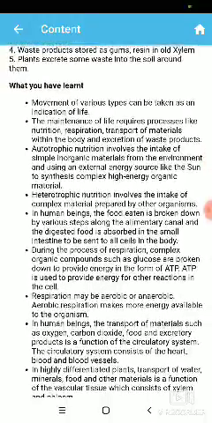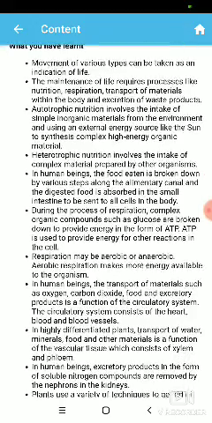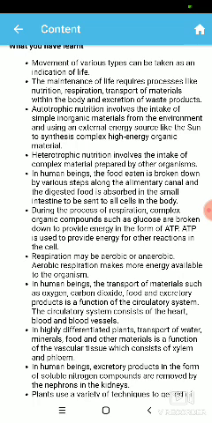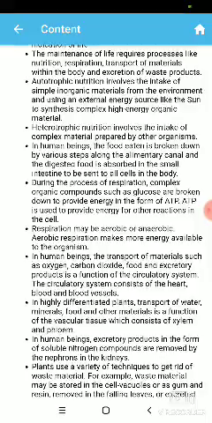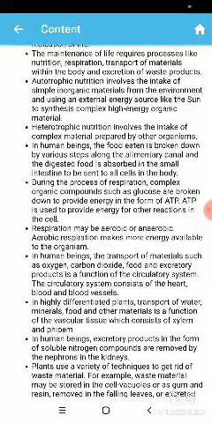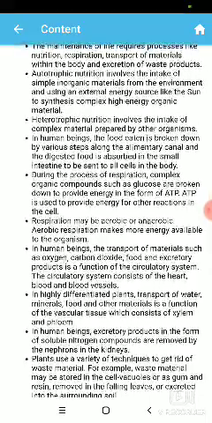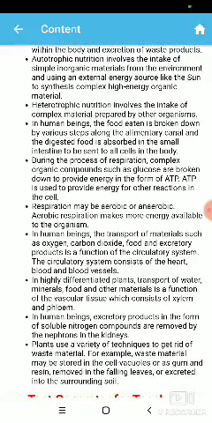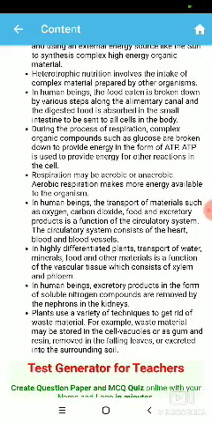What you have learnt. Movement of various types can be taken as the indication of life. The maintenance of life requires processes like nutrition, respiration, transport of materials within the body, and excretion of waste products. Autotrophic nutrition involves the intake of simple inorganic materials from the environment and using an external energy source like the sun to synthesize complex high energy organic material. Heterotrophic nutrition involves the intake of complex material prepared by other organisms.